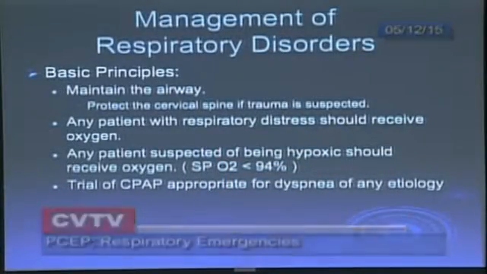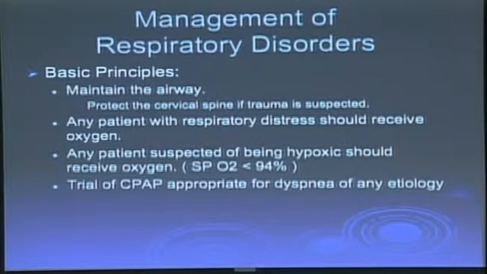A couple of caveats right off the bat. Obviously, basic principles in managing respiratory disease: maintain the airway. If you have trauma, protect the C-spine. Any patient with respiratory distress should receive oxygen. Any patient suspected of being hypoxic should receive oxygen. If you suspect them to be hypoxic, check their SpO2. If their SpO2 is less than 94, they are hypoxic.